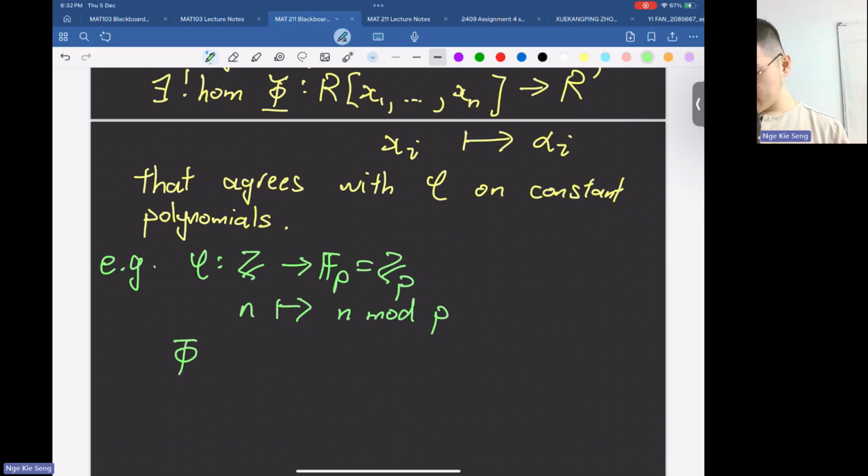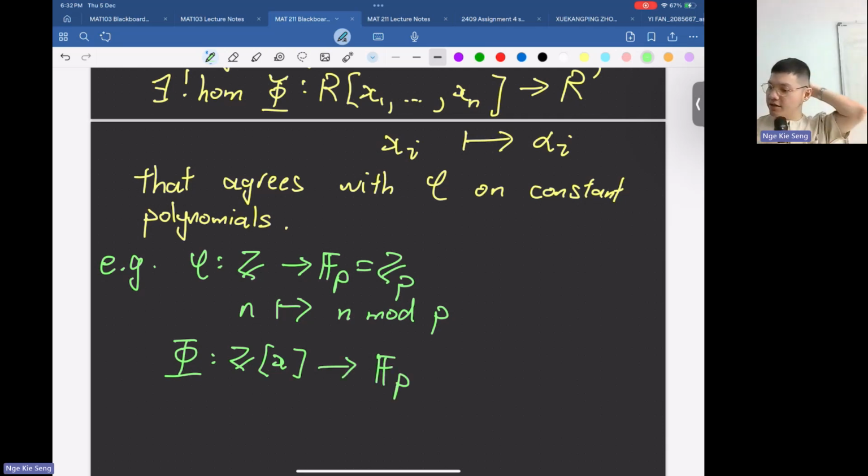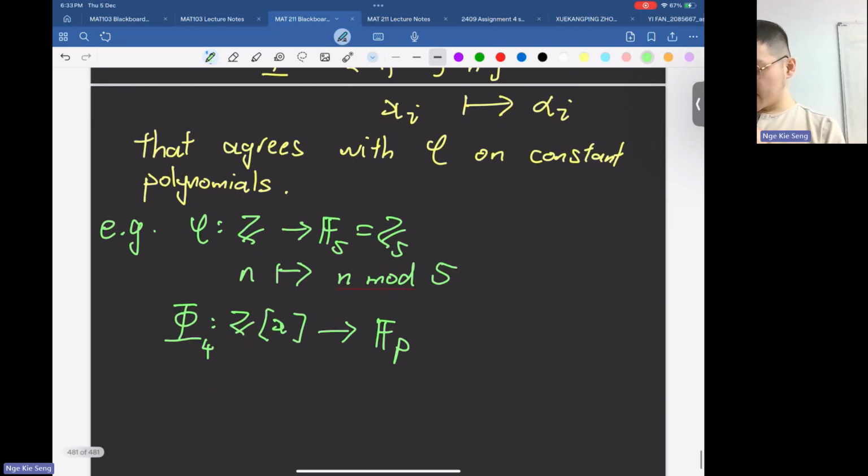Right, so let's consider an example here. So let's look at a Phi from Z[x] to, sorry, F_p. Okay, so let's look at a specific Phi here. Which Phi do I want to look at? Let's think about it. Maybe do a specific p. Let's do 5. So what do I want to substitute here? Maybe substitute with 4. So this means that I will send x to 4 mod 5.